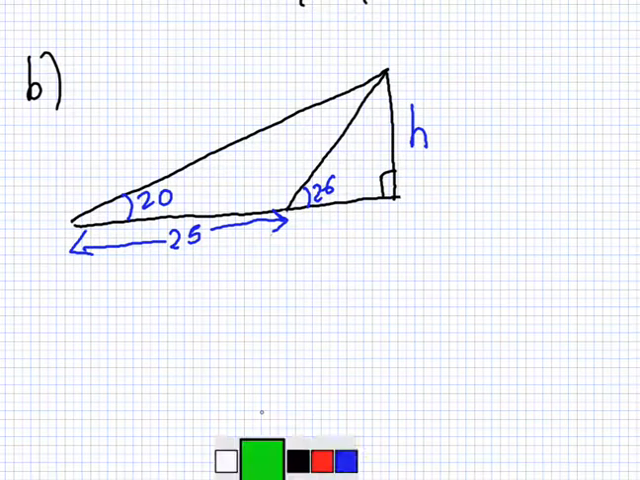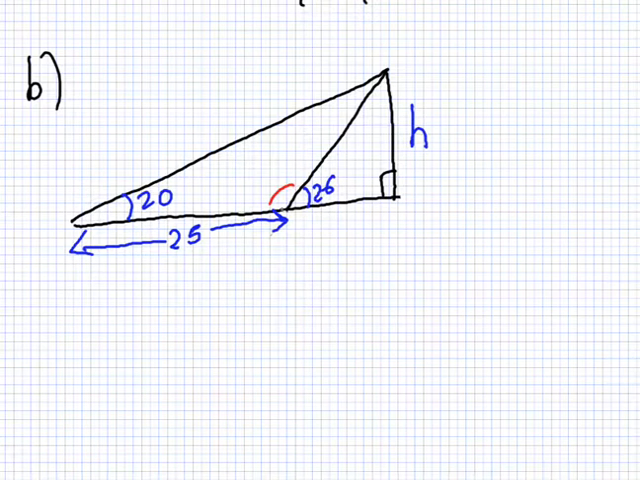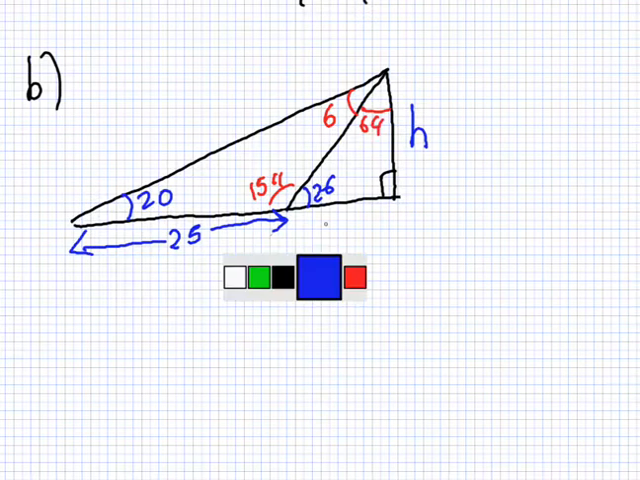Okay, let's fill in the angles we can work out. So that one there would be 180 minus 26, which is 154. This one here is 180 minus 154 minus 20, so that's 6. This is 90, so it's 180 minus 26 minus 90, which is 64. So we have all the angles.